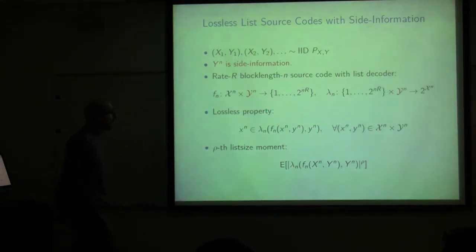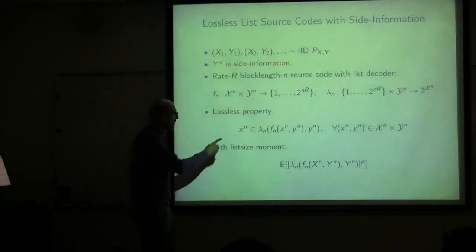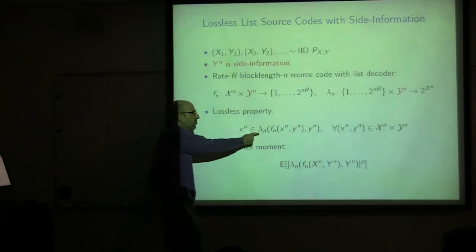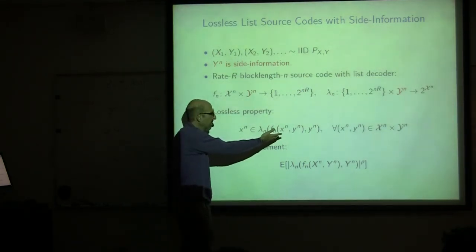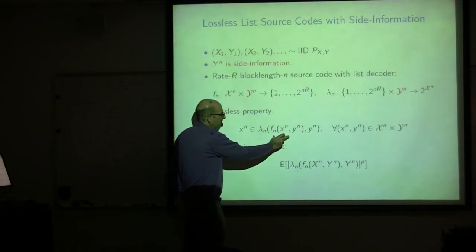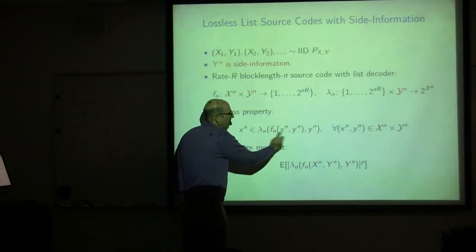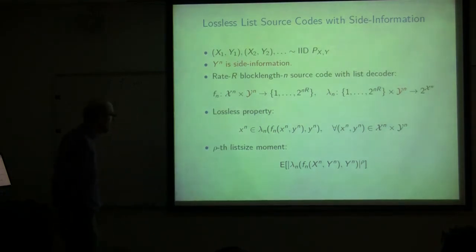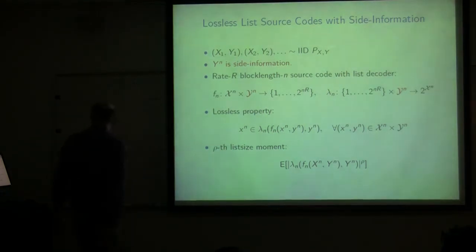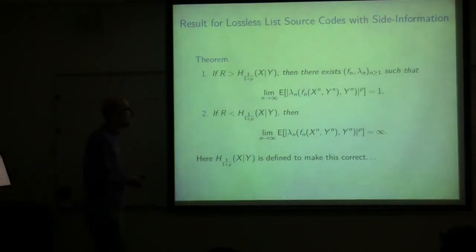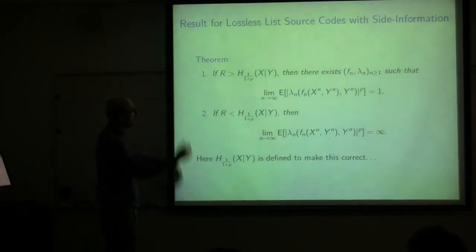And the lossless property is the same lossless property. What we want to make sure is that the task you're assigned is an element of the reconstruction subset. And of course, now the reconstruction subset is a function of the description and of the side information that is available at the decoder. And we're interested in the rowth moment of the list size. And it turns out that there's a very simple, nice, elegant theorem for this.